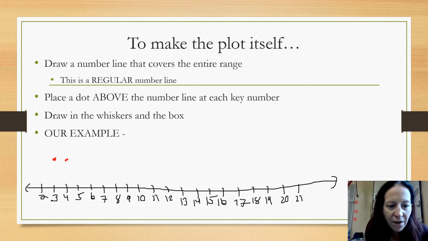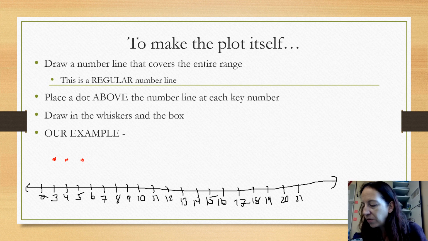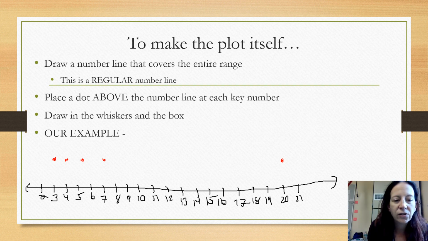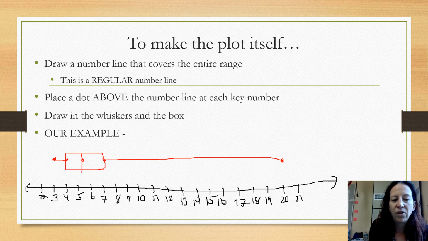The median was 5.25. Now 5.25 isn't on my number line, so I do have to estimate where that is, and that's totally fine. Then my third quartile was 7, and my maximum is way out here at 20. And now we're going to draw in the whiskers and the box. So remember that the first line there and the fourth segment out there, those are the whiskers. The second and the third mark the box, and then we have the line in the box.